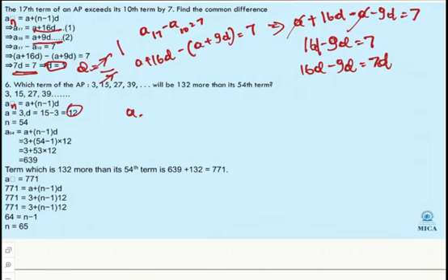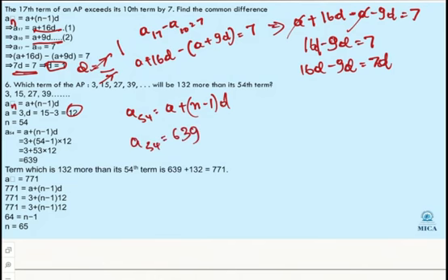So a54 is equal to a plus n minus 1 into d. And here, as you can see, 3 plus 54 minus 1 into 12 is equal to 3 plus 53 into 12, which is equal to 639. So we got the 54th term as 639.